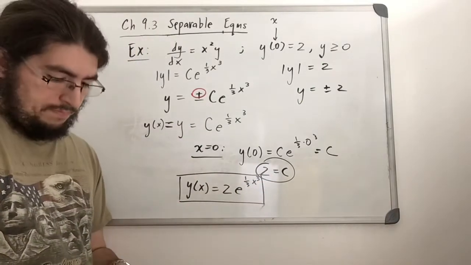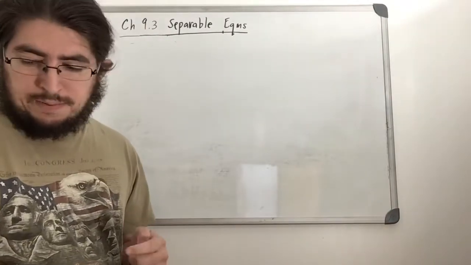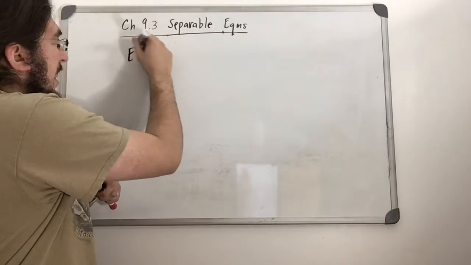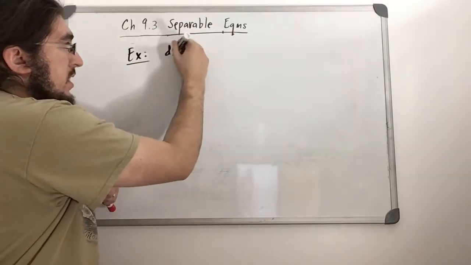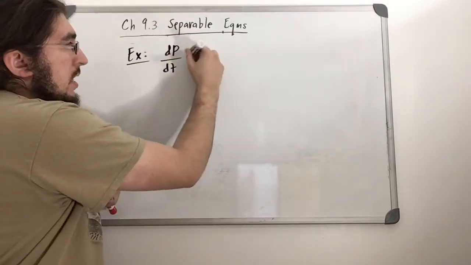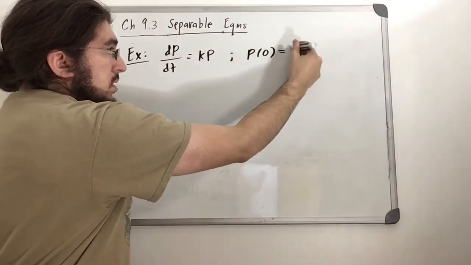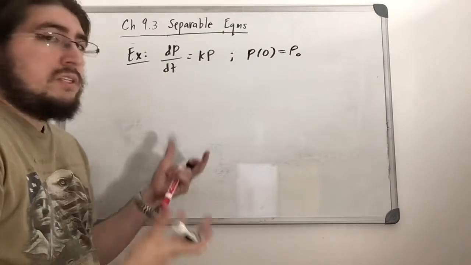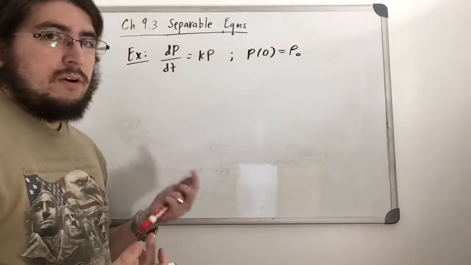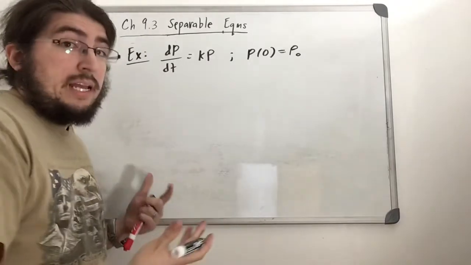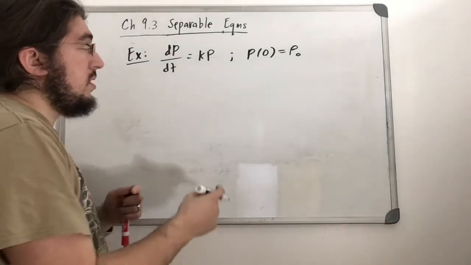There we go. Okay, I'm going to do two more examples. The next example is going to remind us of what we saw in 9.1. It's going to be solving the differential equation dP/dt is equal to kP given the initial condition P of 0 is P0. So this is just a model that we saw for the application on population growth. And it is actually a separable differential equation.